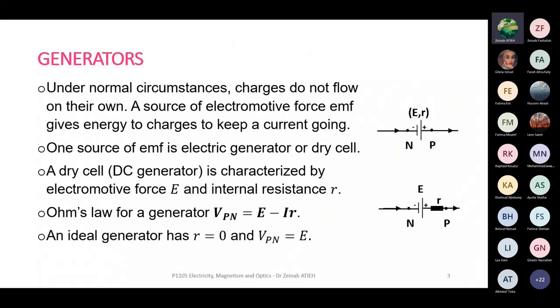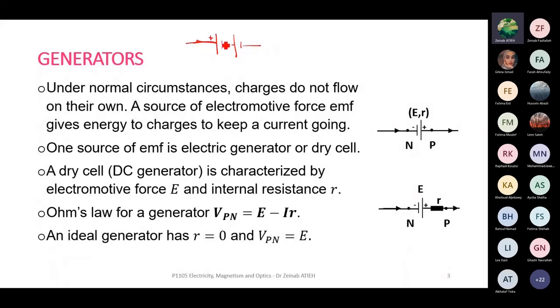I have to add something. Sometimes in some circuits we have more than one generator. So what happens if we have more than one generator? I will give you two simple examples. Let me take this generator and a second generator beside my first generator.